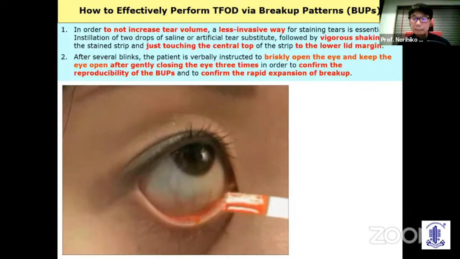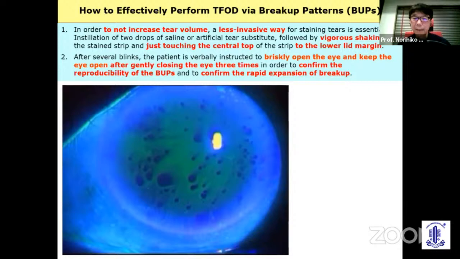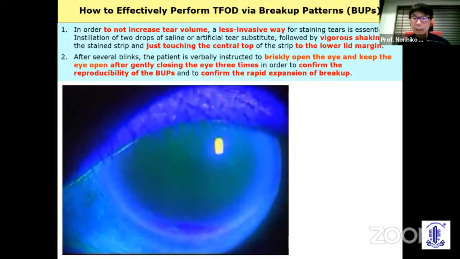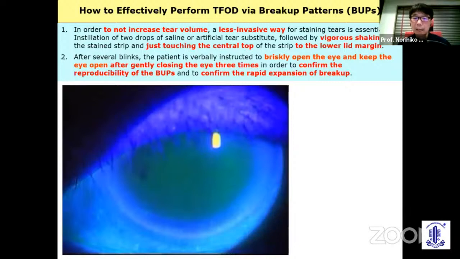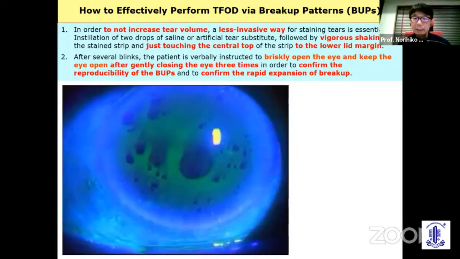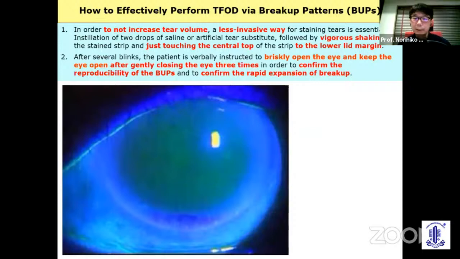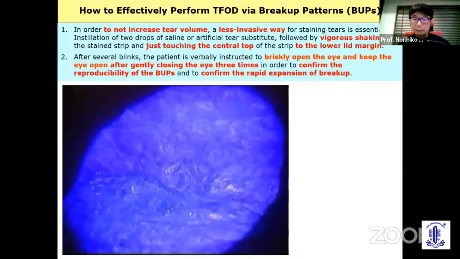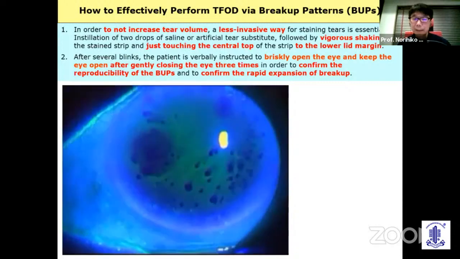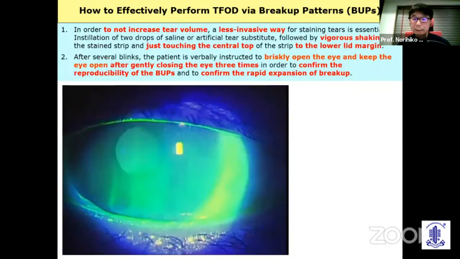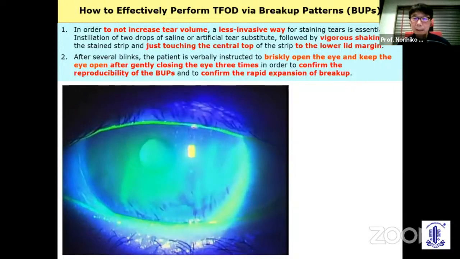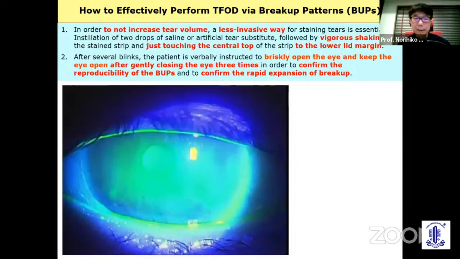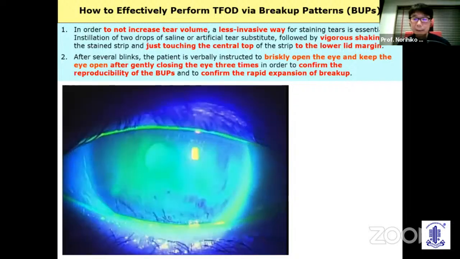Second, after several blinks, the patient is verbally instructed to briskly open the eye and keep the eye open, then gently close the eye, 3 times to confirm the reproducibility of the breakup pattern. Gentle closing and rapid eye opening is important. You can't see any breakup patterns during the natural blinking. And you can confirm the rapid expansion of break. This is a line break with rapid expansion.